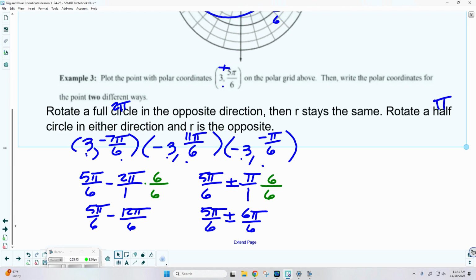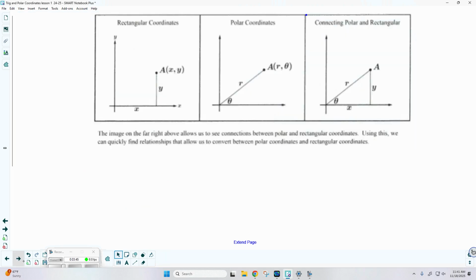Okay. And we went through several examples, and again, everybody seemed to be doing pretty well. Well, what I want to go ahead and do now is actually start comparing polar coordinates to rectangular so that we can convert from one to the other.